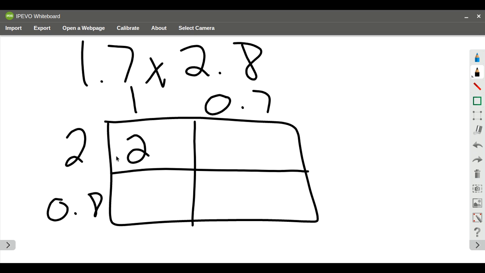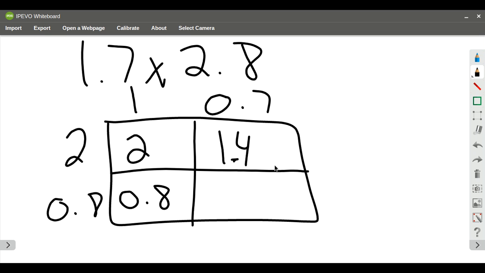So 2 times 7 is going to be 14. So I'm going to write down 14. I have one number here behind the decimal, which means I should have one number behind the decimal in my product. 1 times 8 tenths is going to be 8/10 because anything times 1 is itself. And then 7/10 multiplied by 8/10.